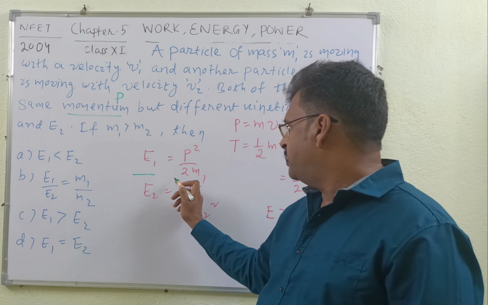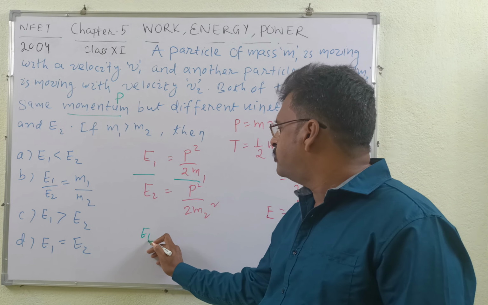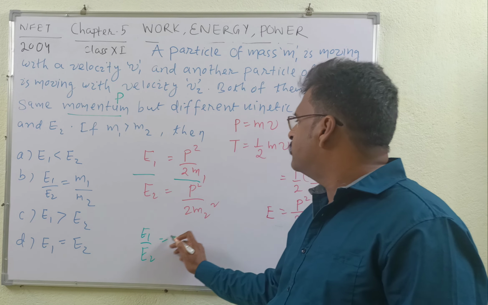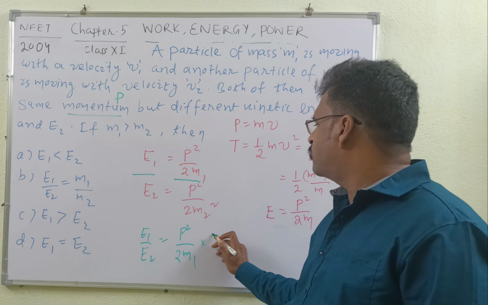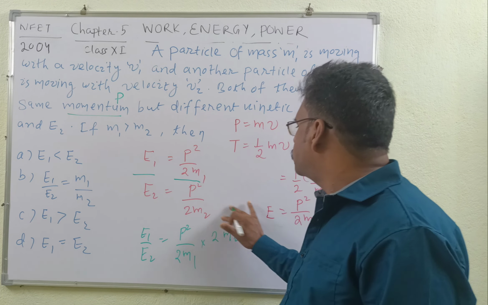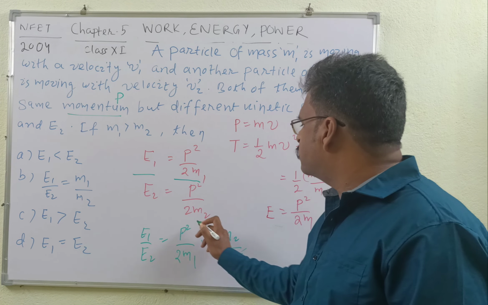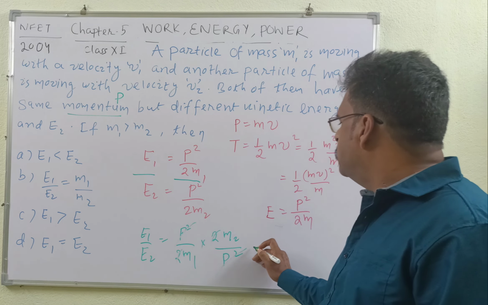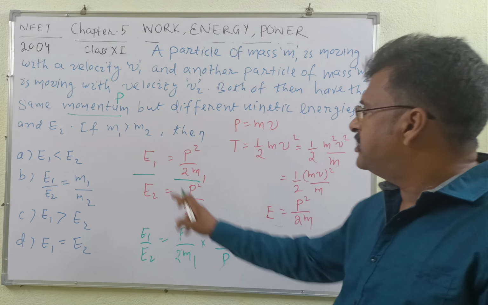So students, if we divide this, what do we get? This E1 by E2 becomes p square by twice m1 into twice m2 by p square. So this p square cancels out, 2 cancels out, and this becomes m2 by m1.